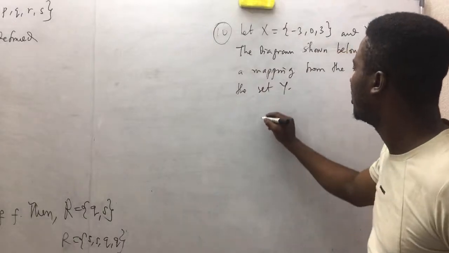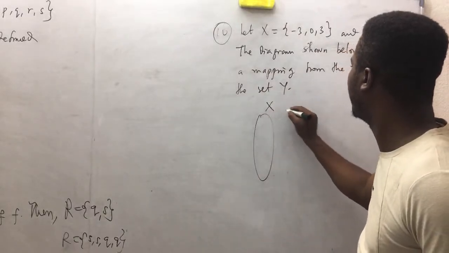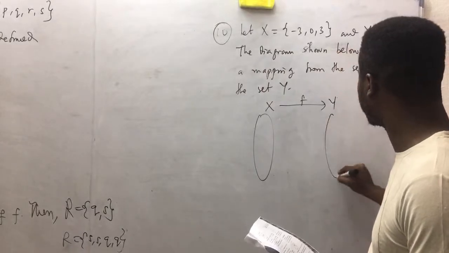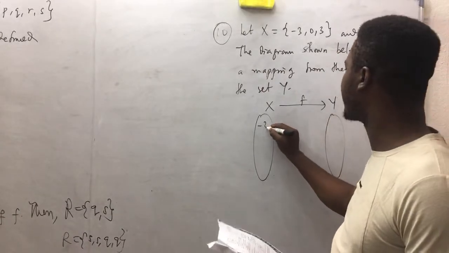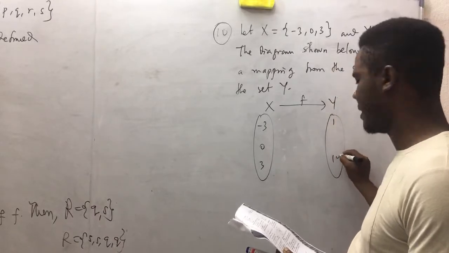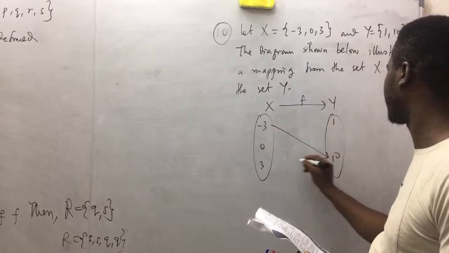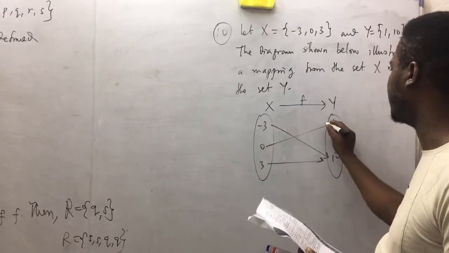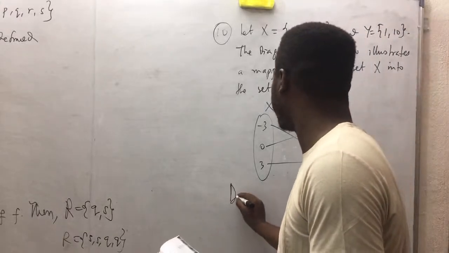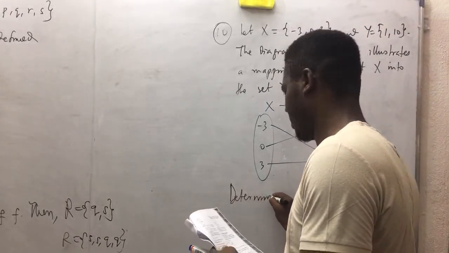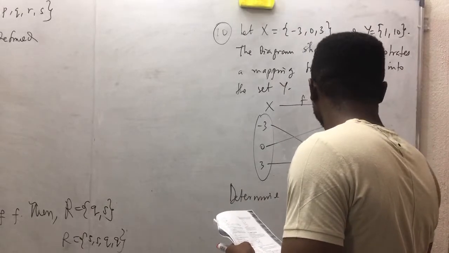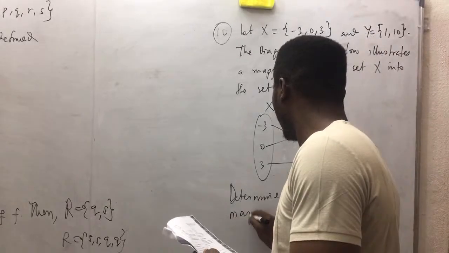Okay? So all you have to do is this. Watch out for the diagram they've given to you. In this diagram there is minus 3, 0, and 3. In this diagram there is 1 and 10. And you have this, and this. So this is what is given. So the question now comes in this manner. It says, determine the rule of the mapping.